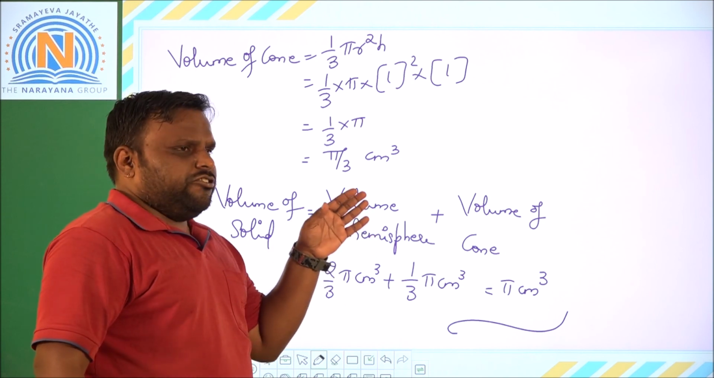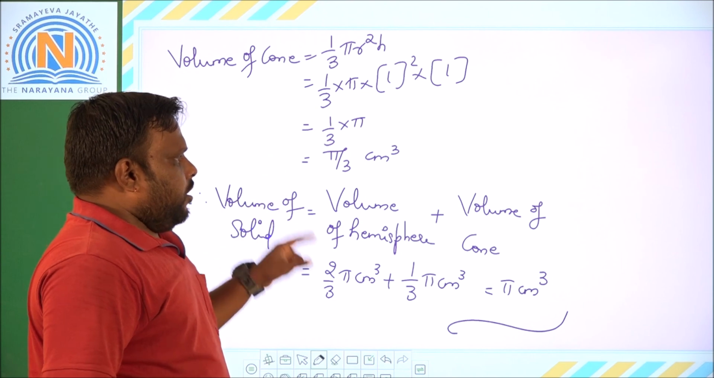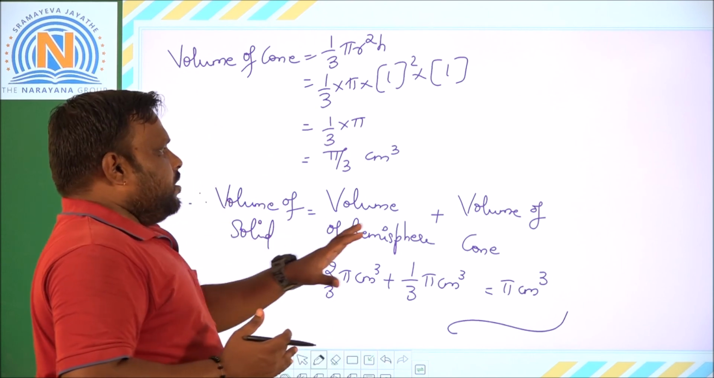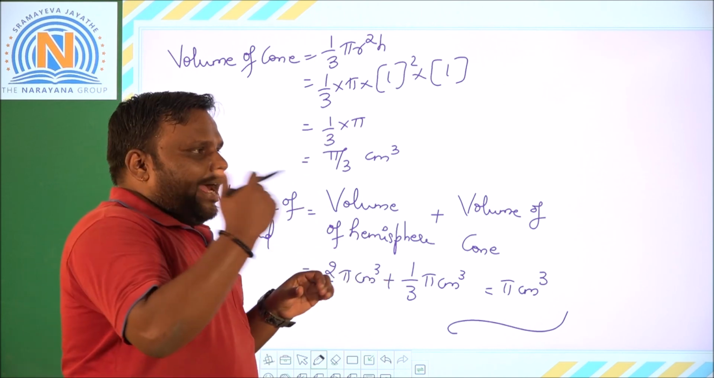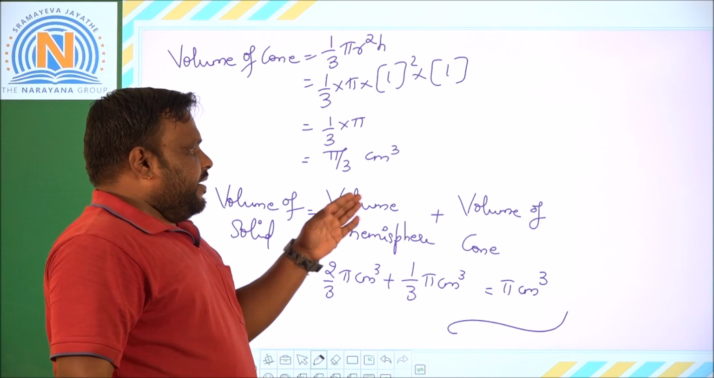So whenever you are having the questions of this kind, when he is asking you to find out the volume of the complete solid, which is comprising of 2 or 3 shapes, the simple thing is to find out the volume of the complete solid, we have to add the volume of the individual constituents of this. So this type of problems are very much important.